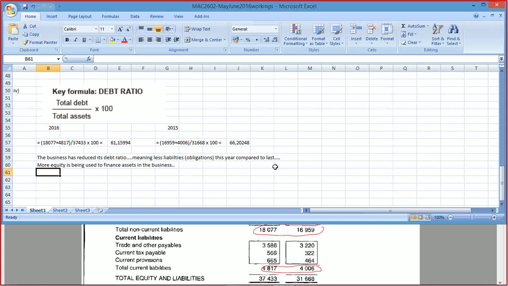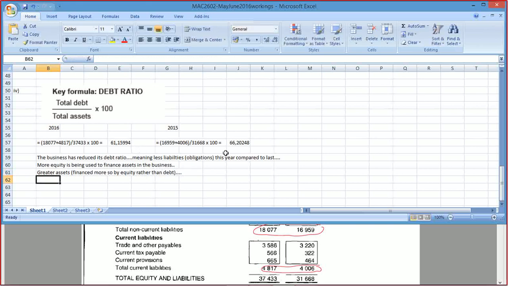Okay, so that's something that you could maybe discuss if you have more information in the question. Right, but they just told us to comment and maybe to explain why. So we can say greater assets finance more so by equity rather than debt.